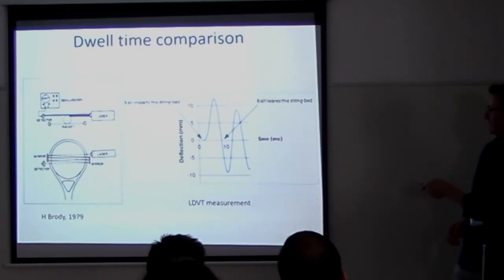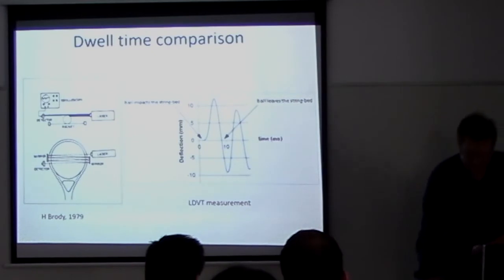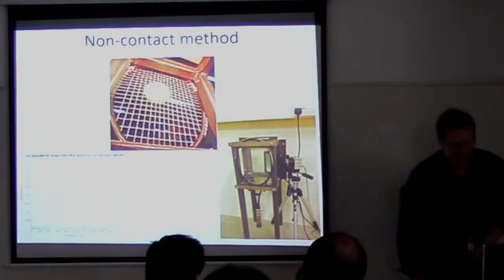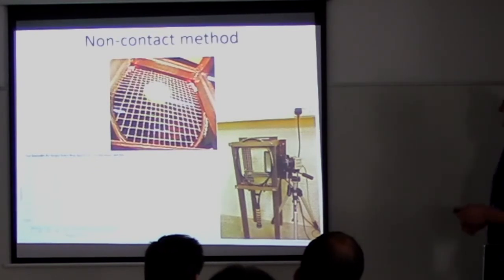So we say that the ball leaves the strings at this point, and there's compliance of the ball, so we're getting sort of a parabolic initial state at the beginning. We're still looking at around 6-7 milliseconds. So the contact method, i.e. contacting with the strings, probably had its day, and then we moved on to a non-contact method.